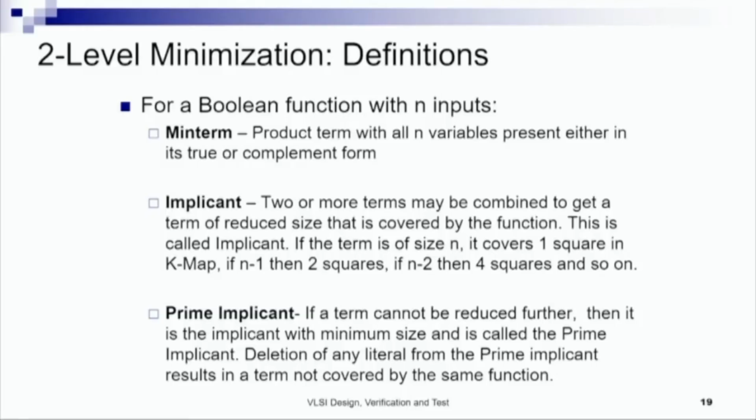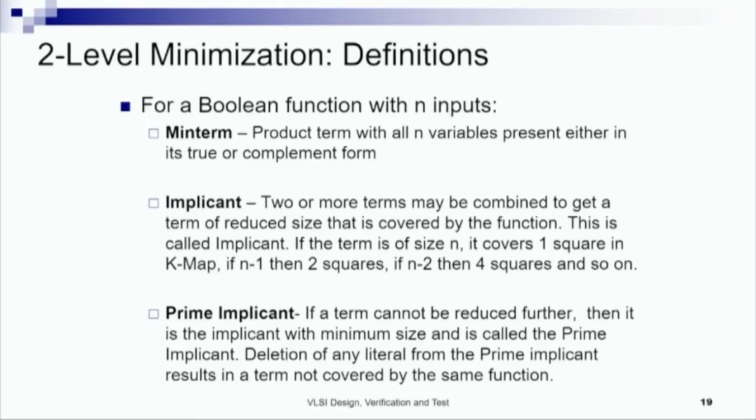What is an implicant? Two or more product terms, which could be minterms as well, may be combined to get a product term of reduced size that covers both the product terms that were originally there. So two or more product terms may be combined to produce a product term of reduced size, such that this new product term covers both the original product terms. So this is called an implicant.